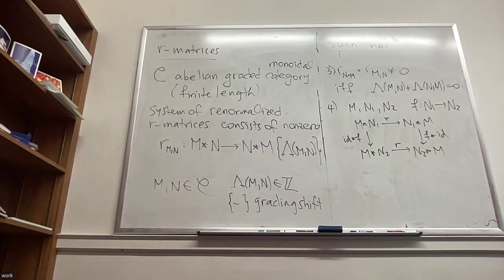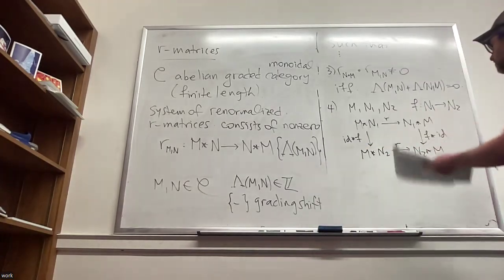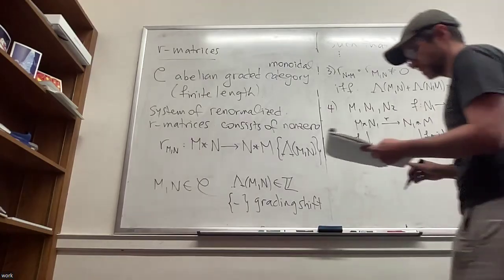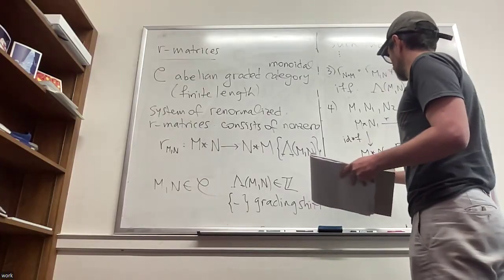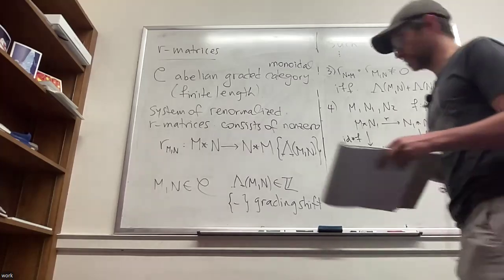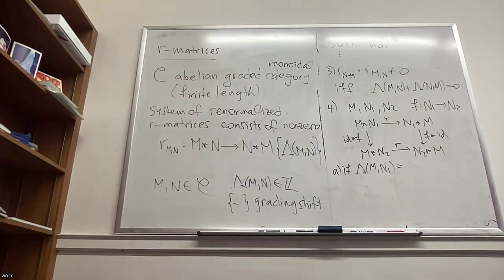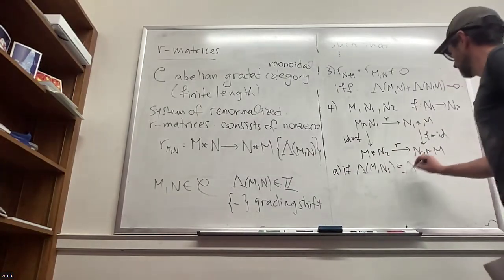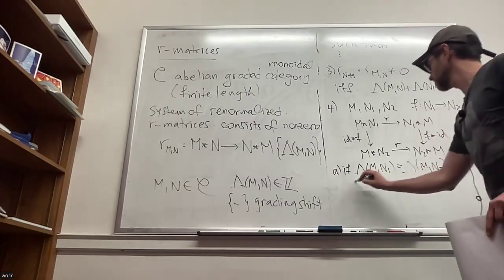So you have a square like this. It doesn't necessarily commute. That's part of the point. I'm omitting the shifts because it'd be confusing to include all the shifts. But the point is that we have three cases. Either the pairing Λ(M,N1) is equal to Λ(M,N2), so like this, in which case the diagram commutes.